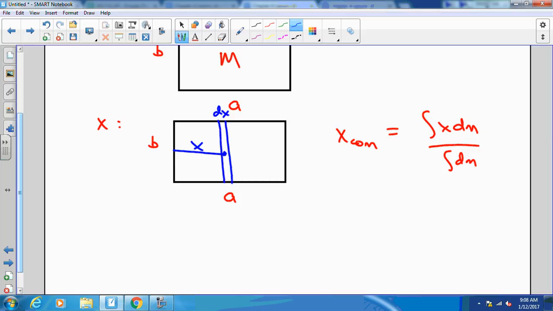Now we're going to ask the important question: what is the mass of my vertical strip? The mass of my vertical strip should be the area of that vertical strip times the density, the distribution of mass for the entire thing. On the assumption that this is a uniform rectangle, the density, sigma is often used for area density, but let's just call it density, is equal to the total mass of the rectangle divided by the total area of the rectangle, which is ab.